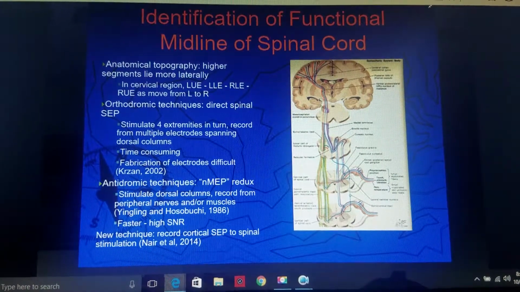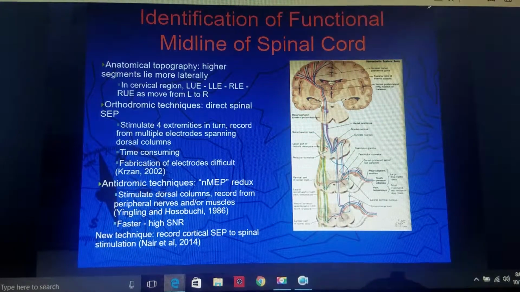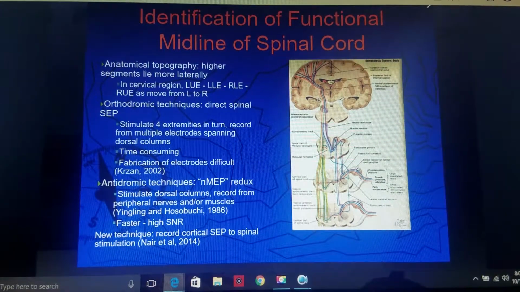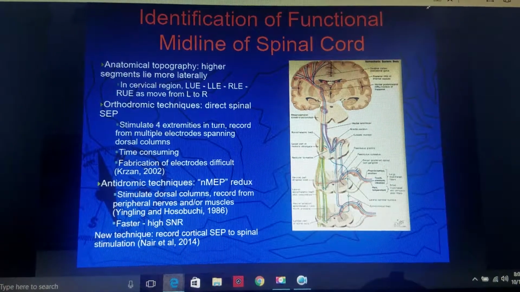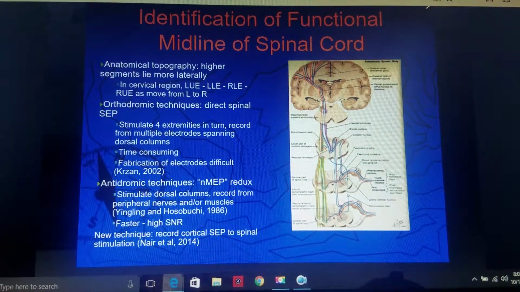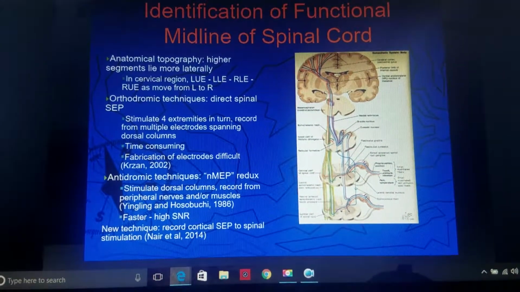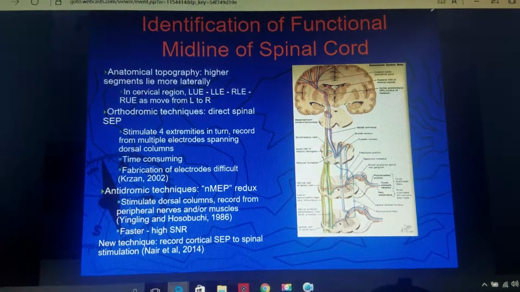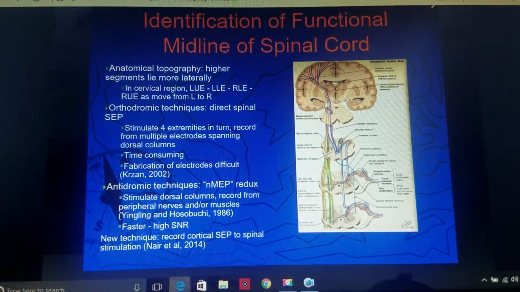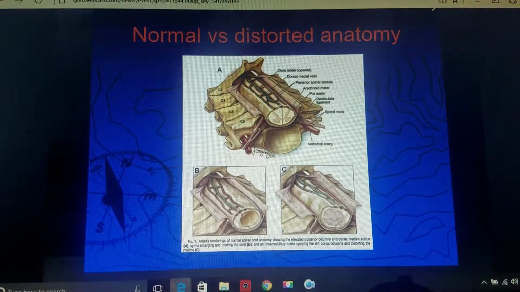And this antidromic technique turned out to be much faster than reversing it and doing it the other way around, stimulating peripherally and recording from the spinal cord. We made some arguments as to why that might be in this 1986 paper that you can go back and look up if you want to. There is a new technique of stimulating and recording a cortical SCP, and we'll talk briefly about that.